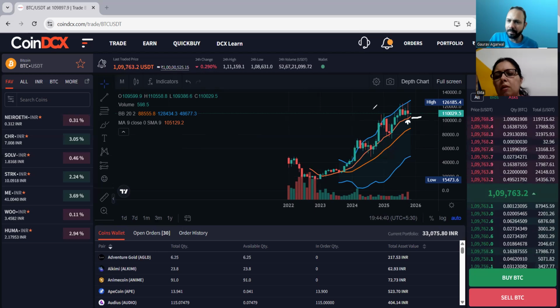That's okay, because see, the price of Bitcoin is 1 lakh USD, which means 1 lakh into 88. 88 into 1 lakh, so this is how it comes in INR. And we are only investing 2K. So 2K doesn't matter at that high level of price, right?